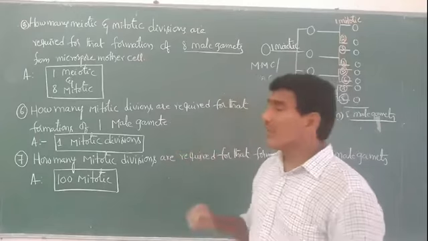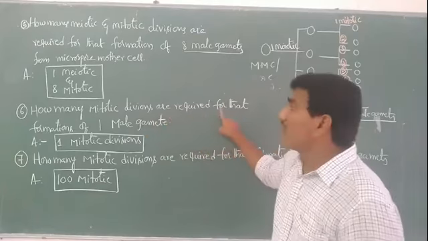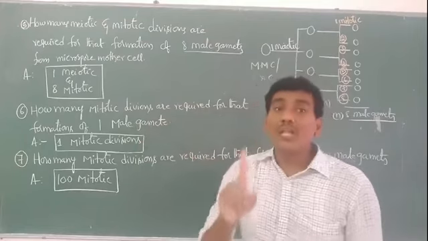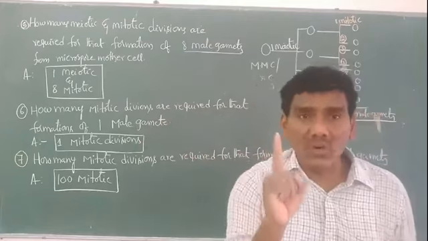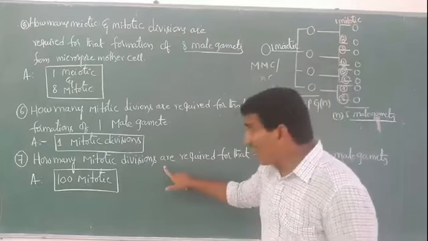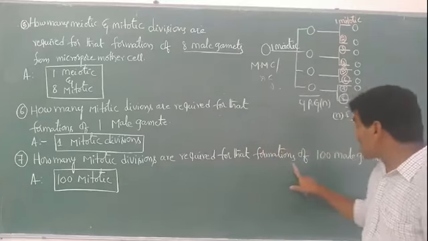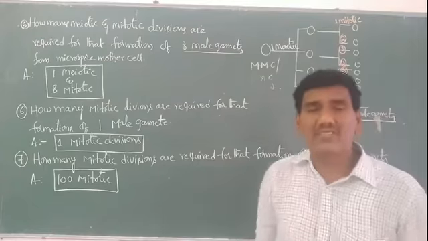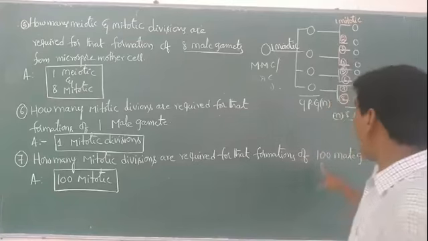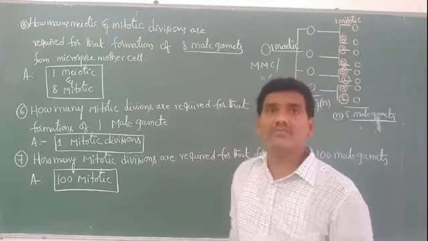Sixth question: how many mitotic divisions are required for the formation of 1 male gamete? 1 mitotic division is required. Seventh question: how many mitotic divisions are required for the formation of 100 male gametes? 1 male gamete needs 1 mitotic division, so 100 male gametes need 100 mitotic divisions.